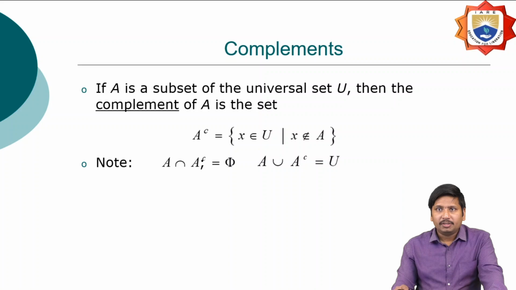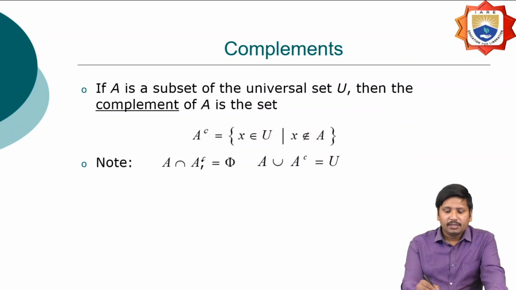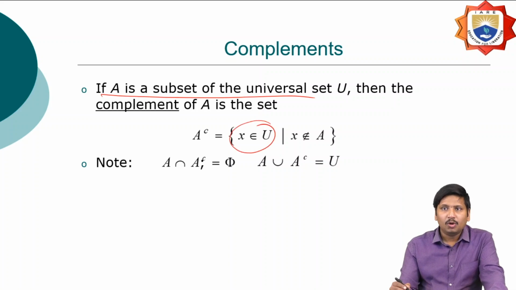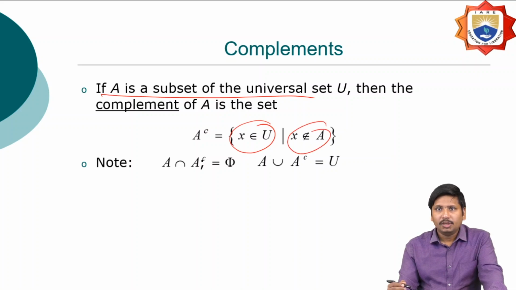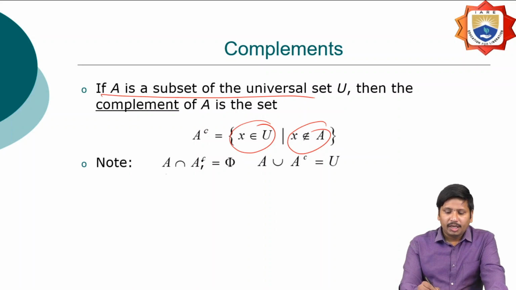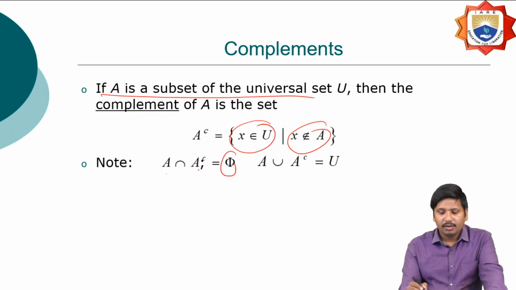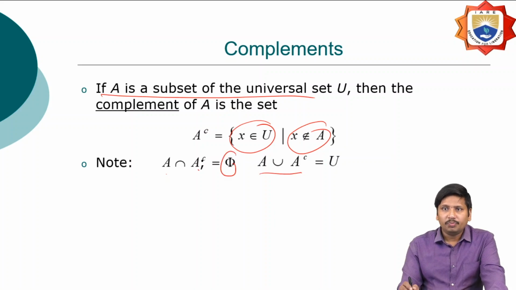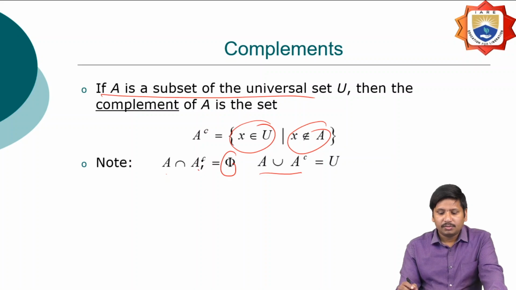And the next one is complements. So what is the complement? If mu is the universal set, then the complement of A is the set such that X belongs to the universal set and X does not belong to A. So X belongs to mu but does not belong to A. If I write A intersection A complement is equal to phi, and A union A complement is equal to mu. So these are called complement sets.